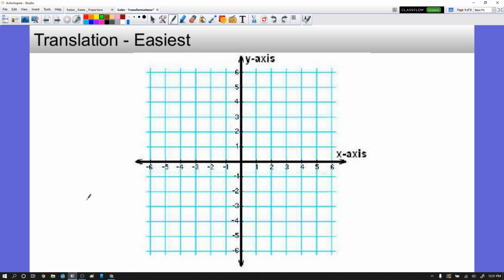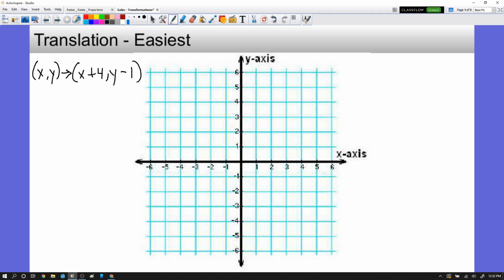Translations. Translations are also known as slides, and what it means is you're taking one shape and you're moving it to a different location. That can move vertically or horizontally or both. There's a couple things that you need to know as it relates to translations, like for example, how the rules are written for translation. This tells you to move every x coordinate 4 to the right and every y coordinate 1 down.